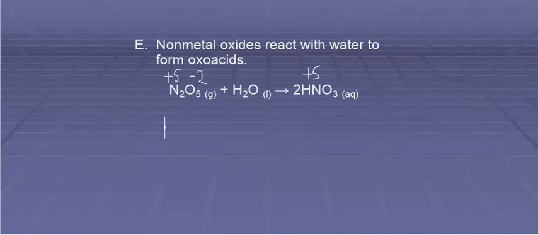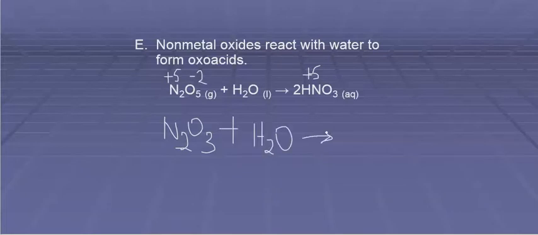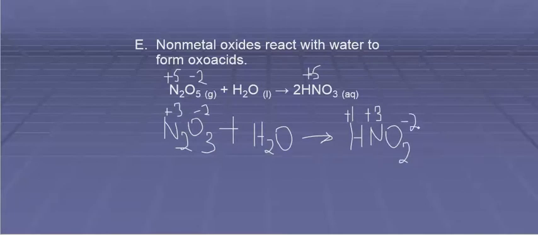So for example, if I have this nonmetal oxide, if I have N2O3 and I react it with water, I will also get an oxyacid, but it's not going to be HNO3. It's going to be HNO something. N2O3, the charge on nitrogen is a +3. So that means it has to be a +3 on the product side. Hydrogen's a +1, which means there have to be 2 oxygen with a -2. So this oxyacid would be HNO2. So the charges have to be the same from side to side.